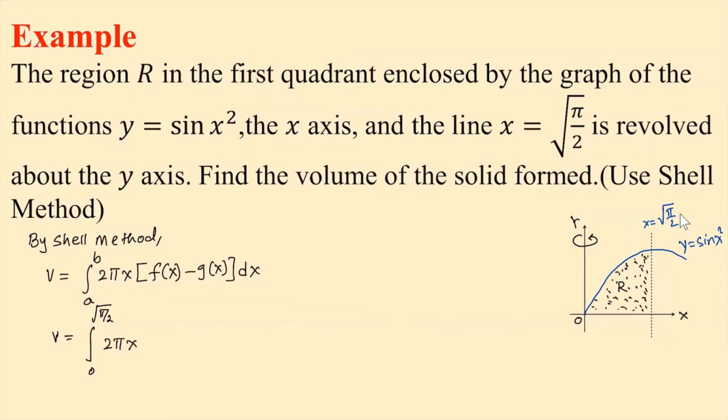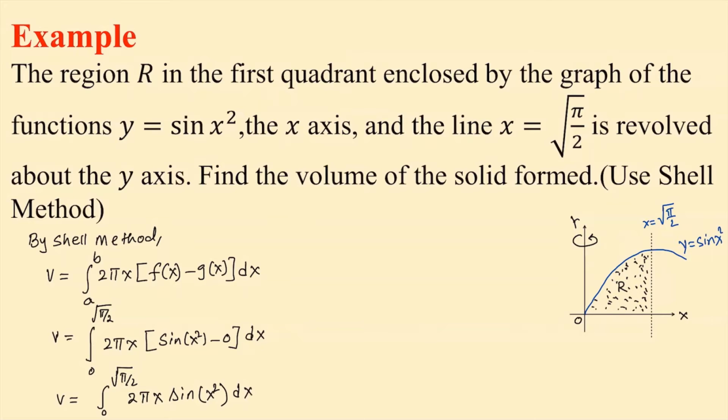So from 0 up to square root of pi over 2, then 2 pi x multiplied by f of x minus g of x. f of x is the function which is far from the x-axis, so this is the function sine x squared, then minus the function which is close to the x-axis. In fact, this is the function y equal to 0. And we are integrating this with respect to x. So if we write it neatly, it is the integral from 0 up to square root of pi over 2 of 2 pi x sine x squared.